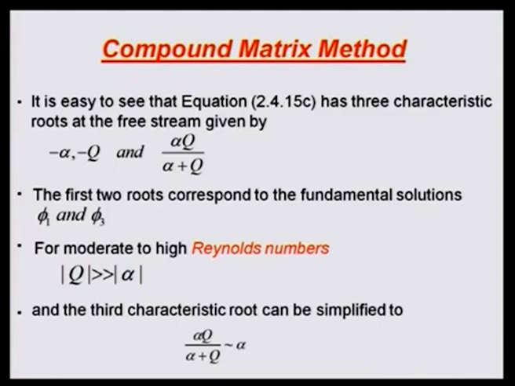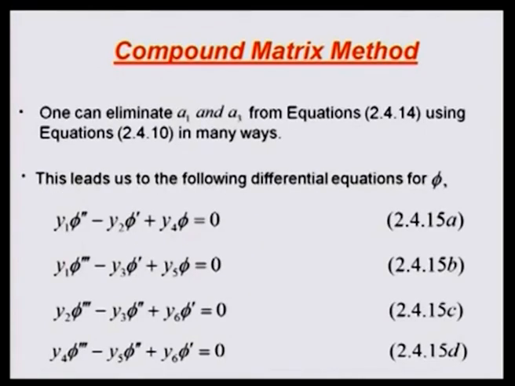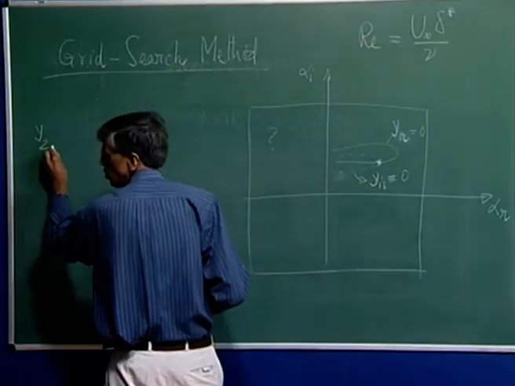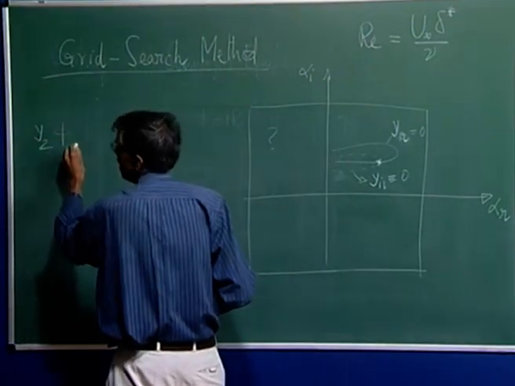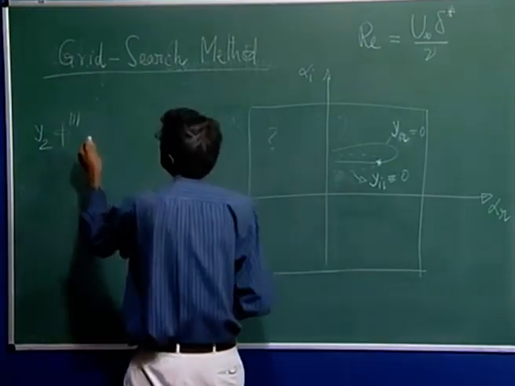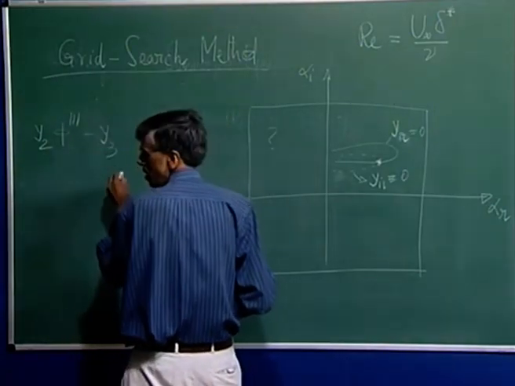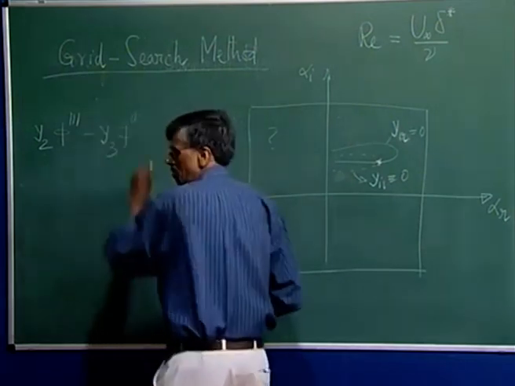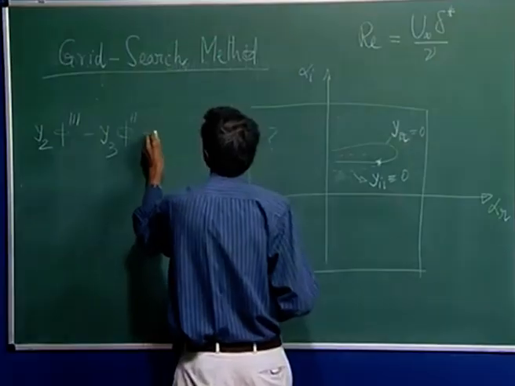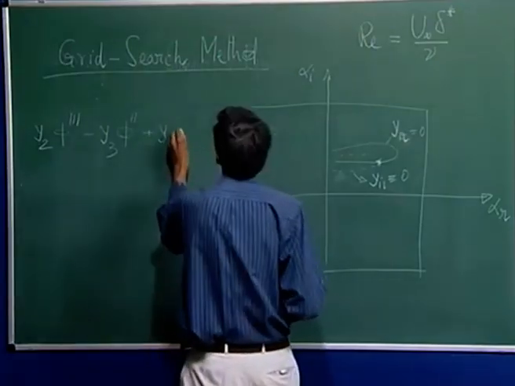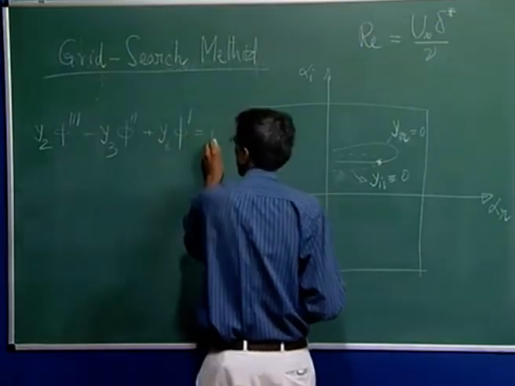Say, look at the third equation. Let me just go back and write it down somewhere, so that we can look at it and discuss it. The third equation, as given here, is y2 phi triple prime minus y3 phi double prime plus y6 phi prime equal to 0.